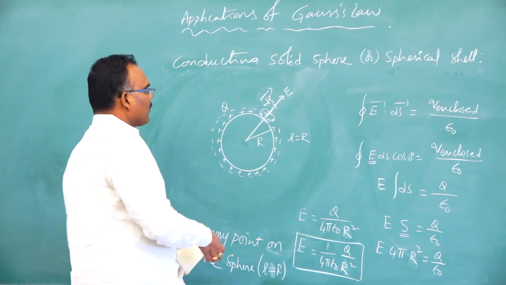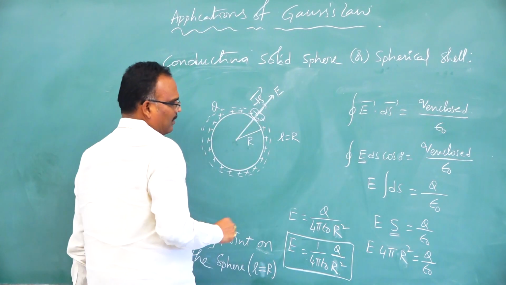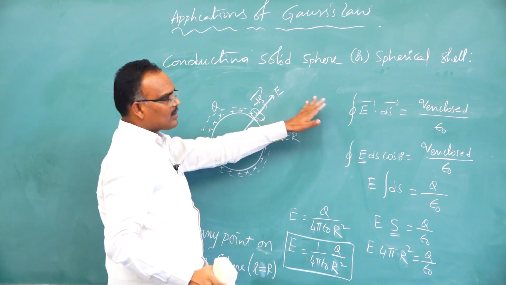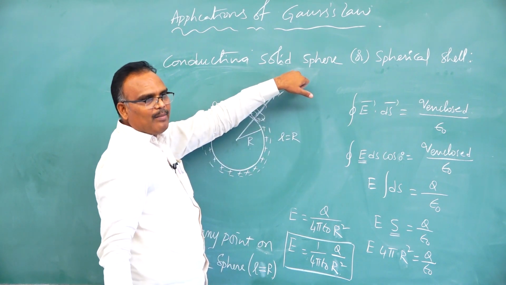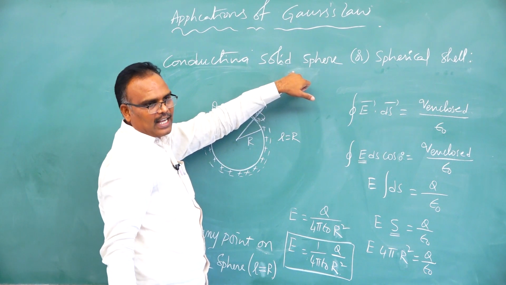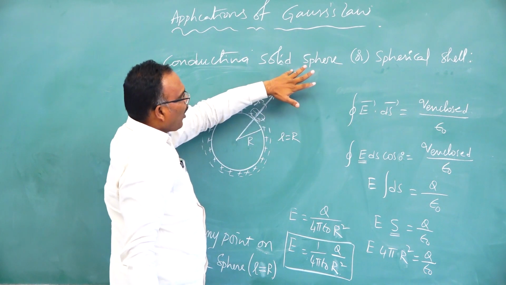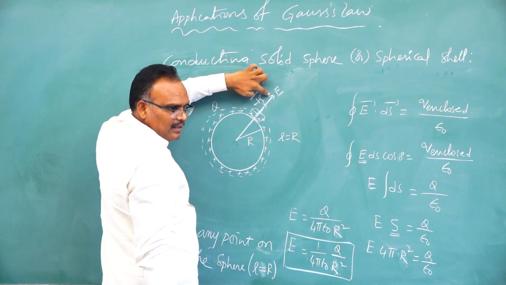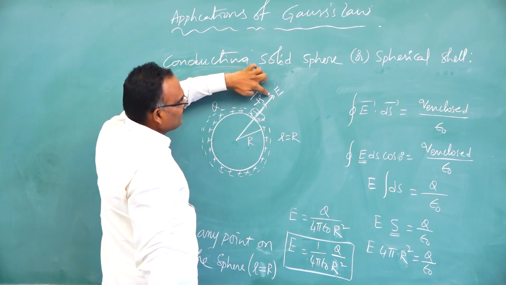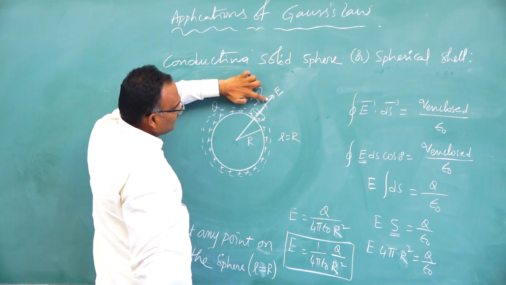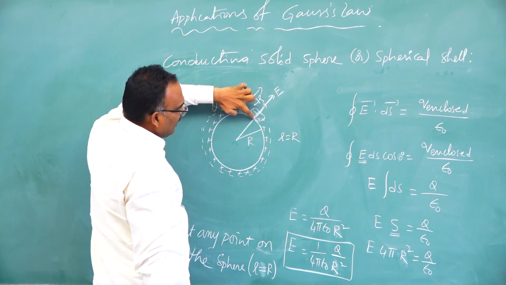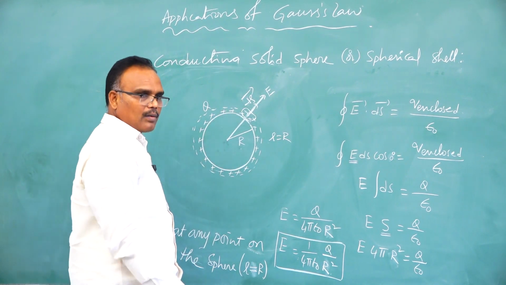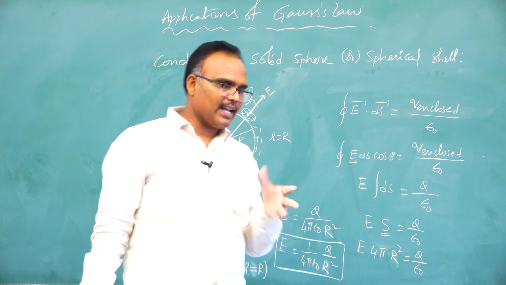See, if the point is far, small r is greater than capital R, the denominator is more, so the electric field will be less at any point outside. If the point is approaching the sphere, the distance decreases, that means the electric field increases. So the electric field increases as you move towards the sphere, and it will be maximum on the surface.